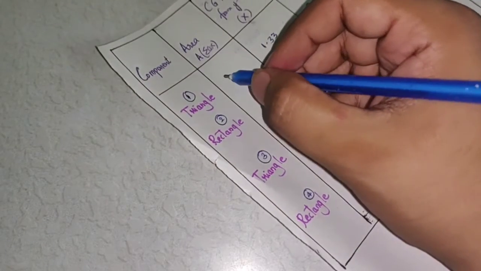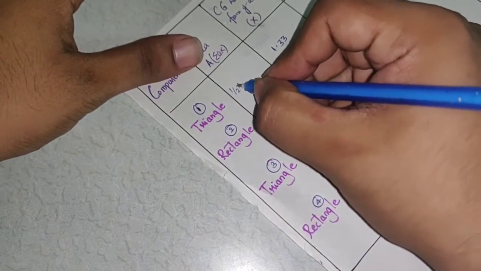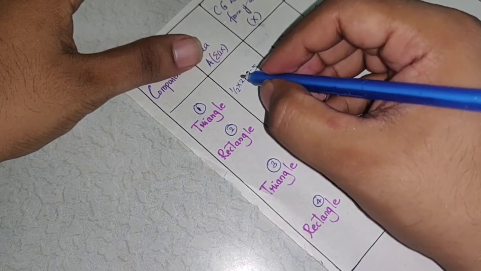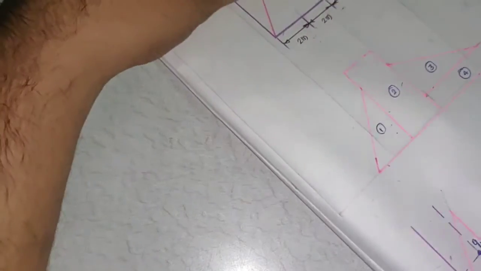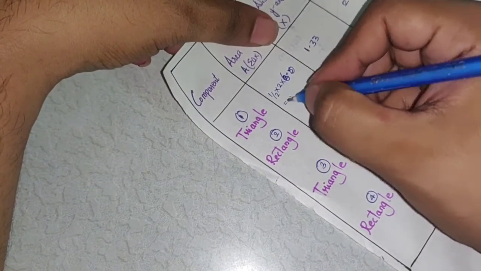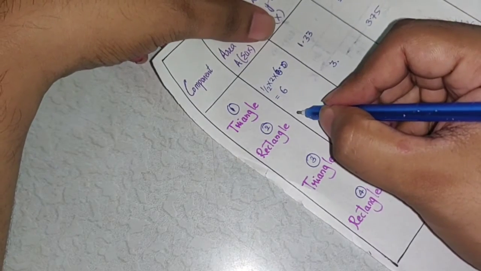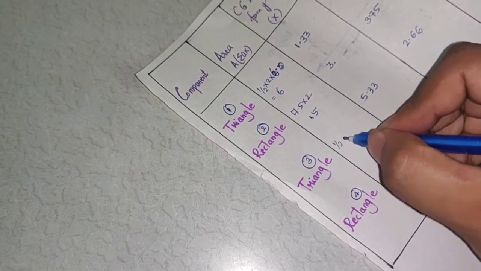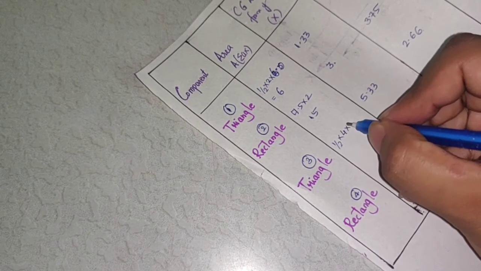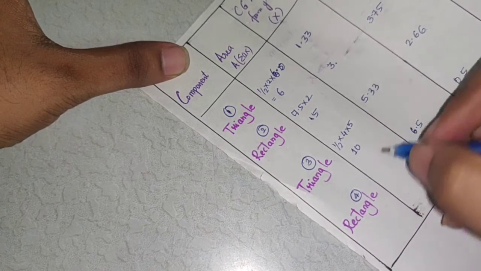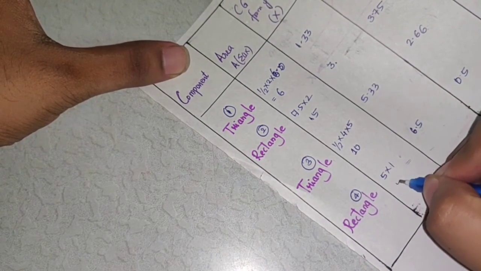Now what is the area of the triangle? The area of the triangle is half, base is 2 meters and height is, sorry, not 2.5, 6 meters. So half cancels, and this will be 6. The rectangle is 7.5 into 2, which is 15. The triangle is half, base is 4 and height is 5, so this will be 10, and this is 5 into 1, which is 5.